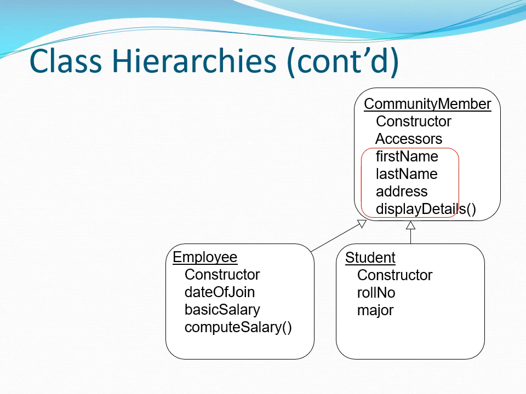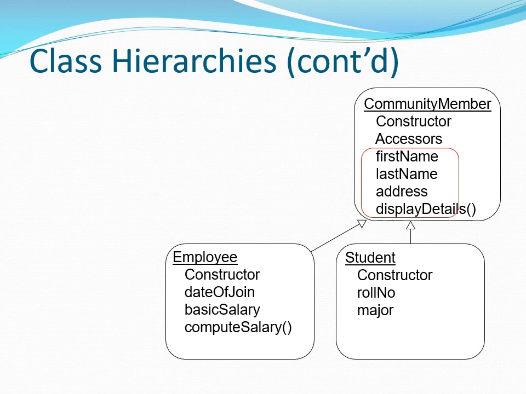So this is an example. You can see community member has got a constructor and accessors, those are your get methods. And then it has got first name, last name, address and one method called display detail. Employee class has got a constructor, date of joining, basic salary and a method called compute salary. Since employee is inheriting from community member, it is getting all these data members, first name, last name, address, display details. All these are coming to employee from the community member.